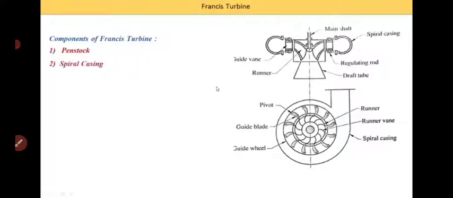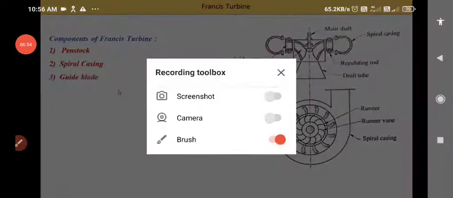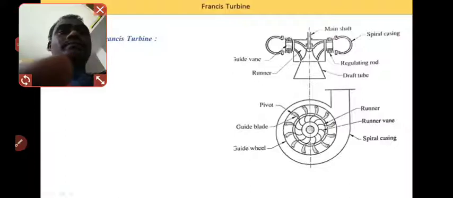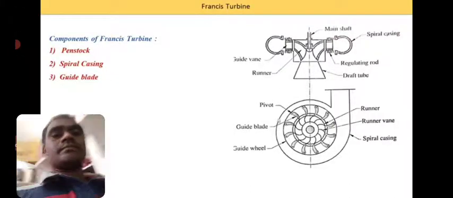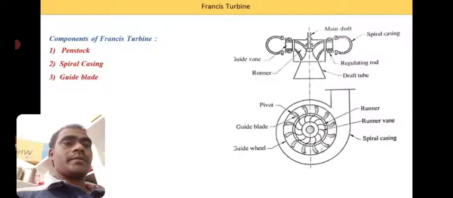First is the penstock. The penstock is not shown in this image, but here is the water inlet. Water comes from this penstock. Second part is the spiral casing. This part in the top view is known as the spiral casing, that we learn in detail. And in the front view, this part is known as the spiral casing. Third is the guide blade. Here in the front view, this is the guide vane on both sides, because it is a circular component. And in the top view, this part is known as the guide vane.